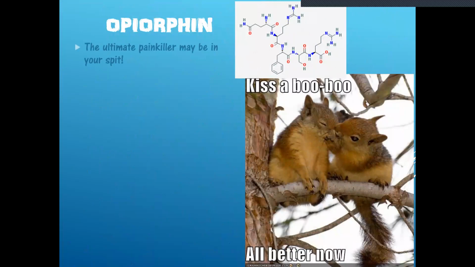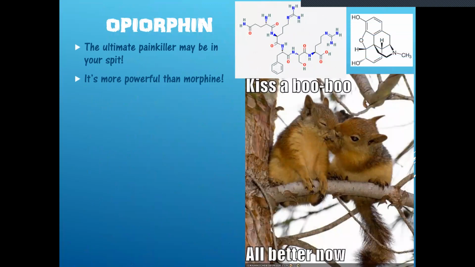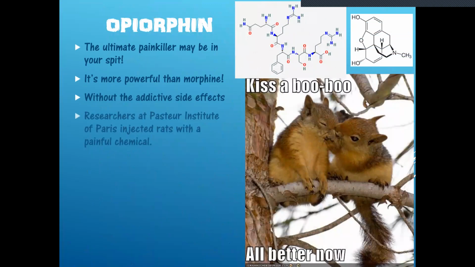This is in your spit, the ultimate painkiller, the strongest opioid of them all, more powerful than morphine, the most powerful one. That's a picture of morphine in the upper corner. The middle picture is a picture of opiorphin. It has no side effects. It doesn't have the addictiveness. And it's in your spit. It's in human spit. That's why your mom would kiss your knee when you skinned your knee and you felt better, because she actually had opioids. Your mom has magic in her kiss. So they actually hurt the rats in the study and then they kissed them.